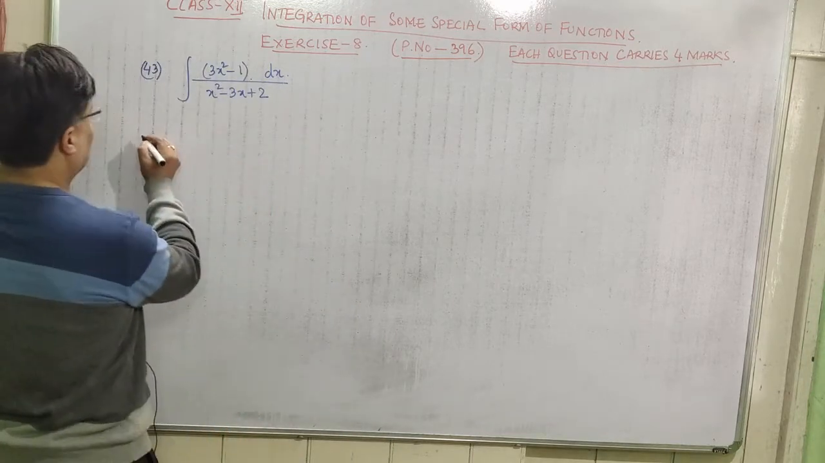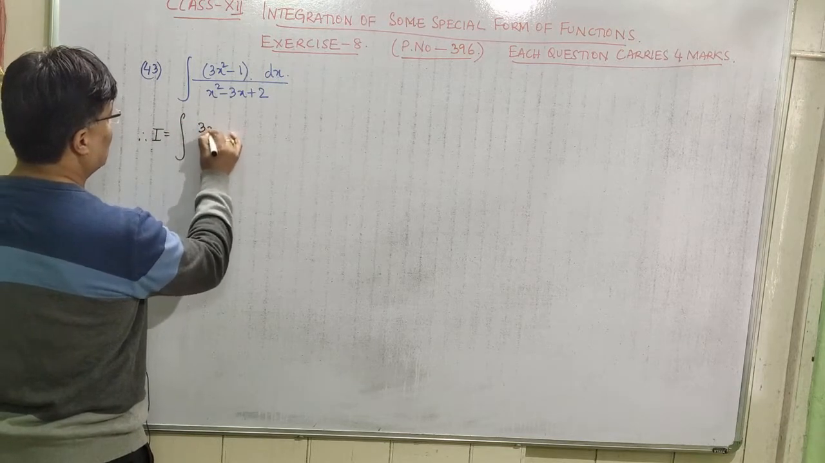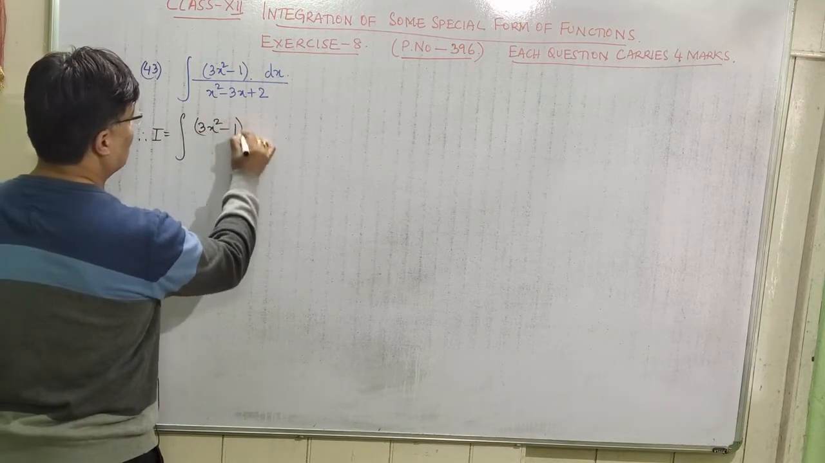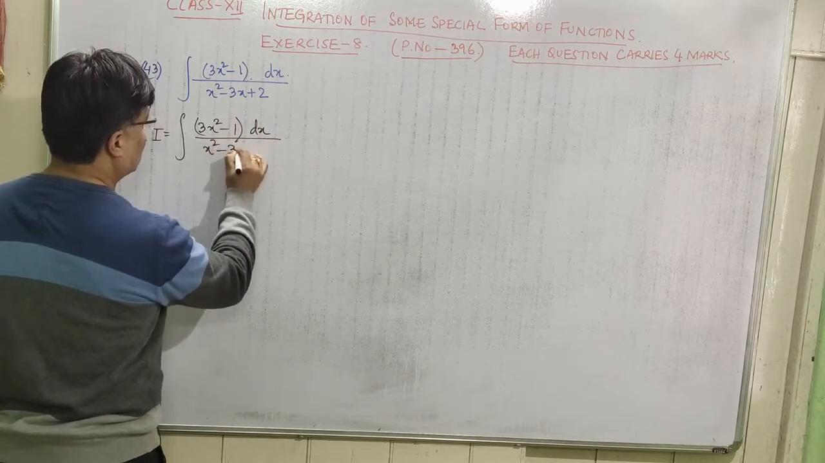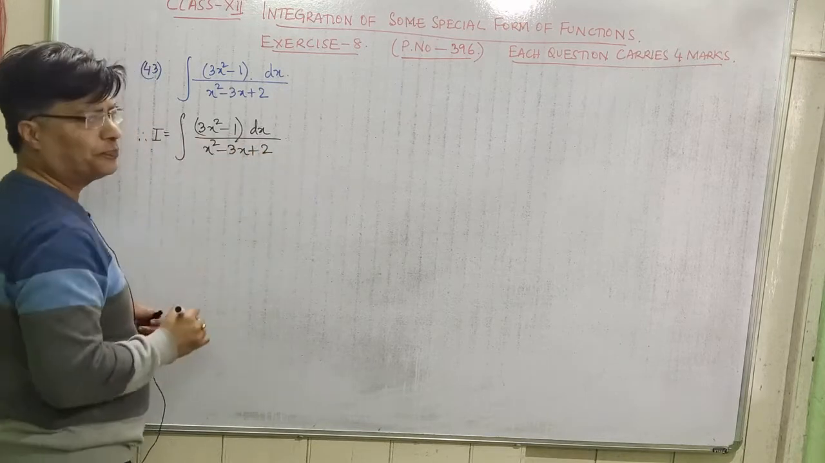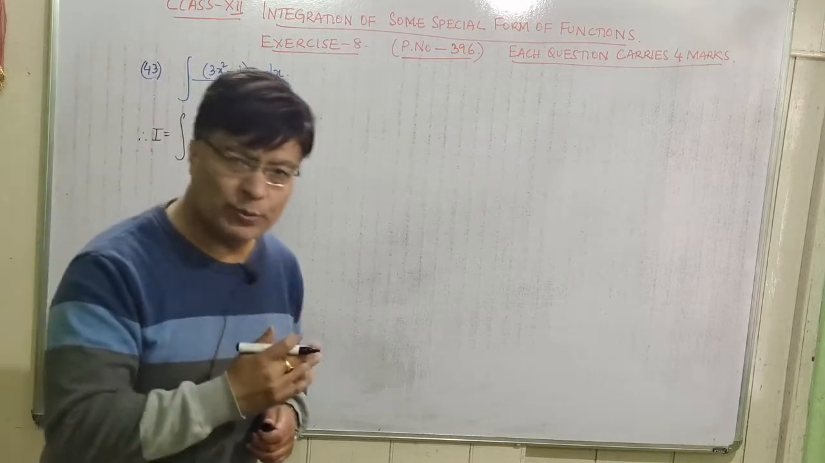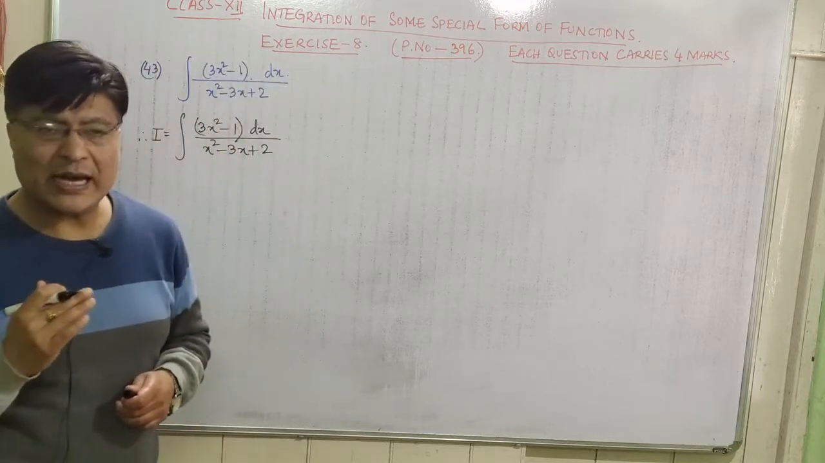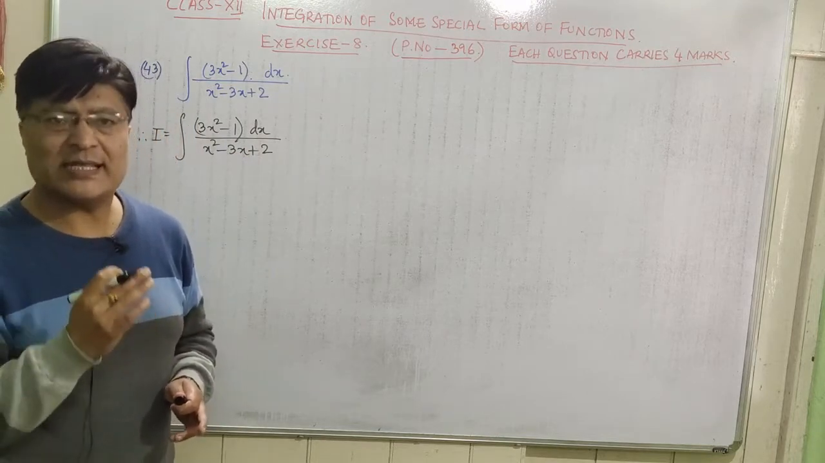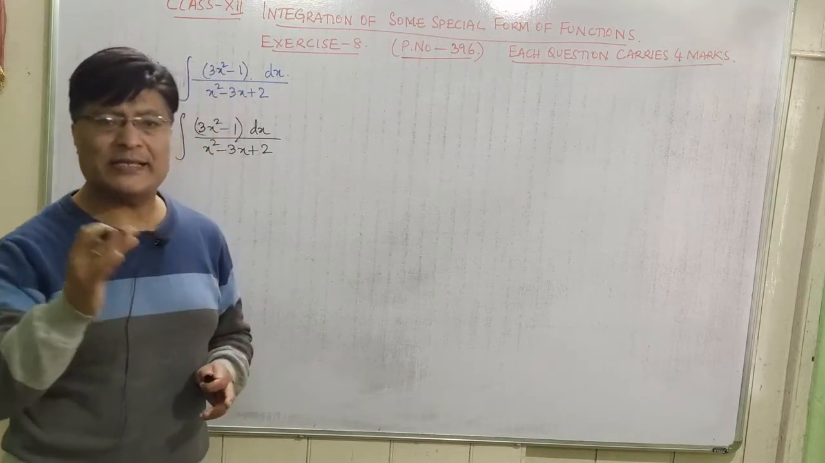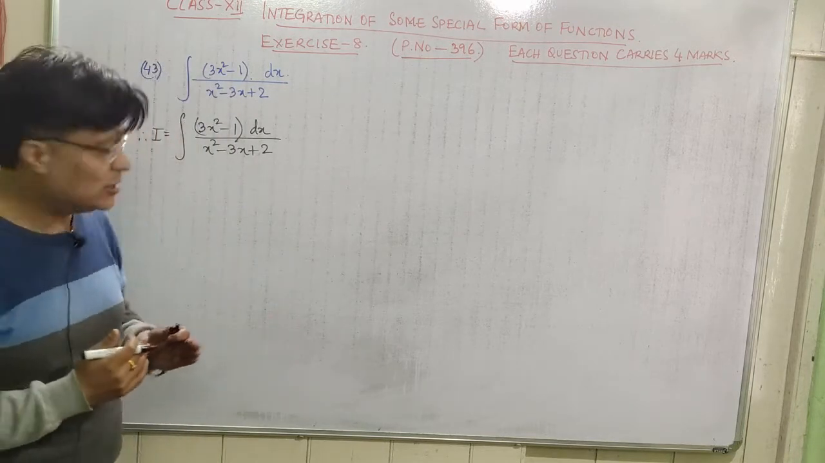First of all, let us write I is equal to the integral of (3x square minus 1) dx divided by x square minus 3x plus 2. In the rough part, let us divide the numerator by the denominator. Why are we dividing? Because the highest power of x in the numerator is the same as the highest power of x in the denominator. That's why we are dividing numerator by denominator.